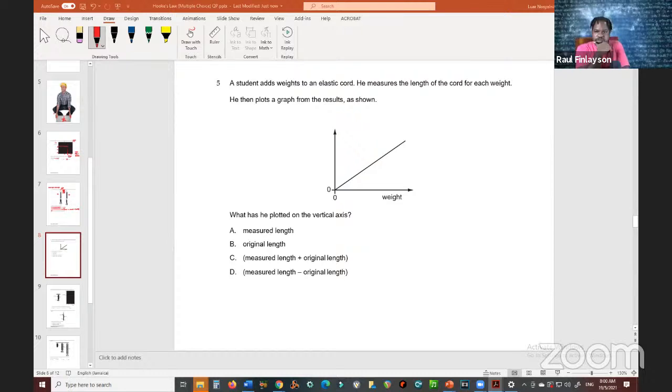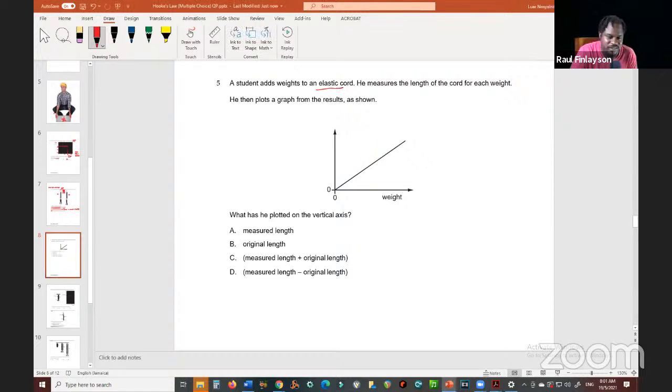So a student adds weight to an elastic card. You add weight to it, and the length increases each time. He plots a graph and gets a graph like that. What did he plot on the vertical axis? Weight is on the horizontal axis. As he adds more weights, what would also be increasing on the y-axis?